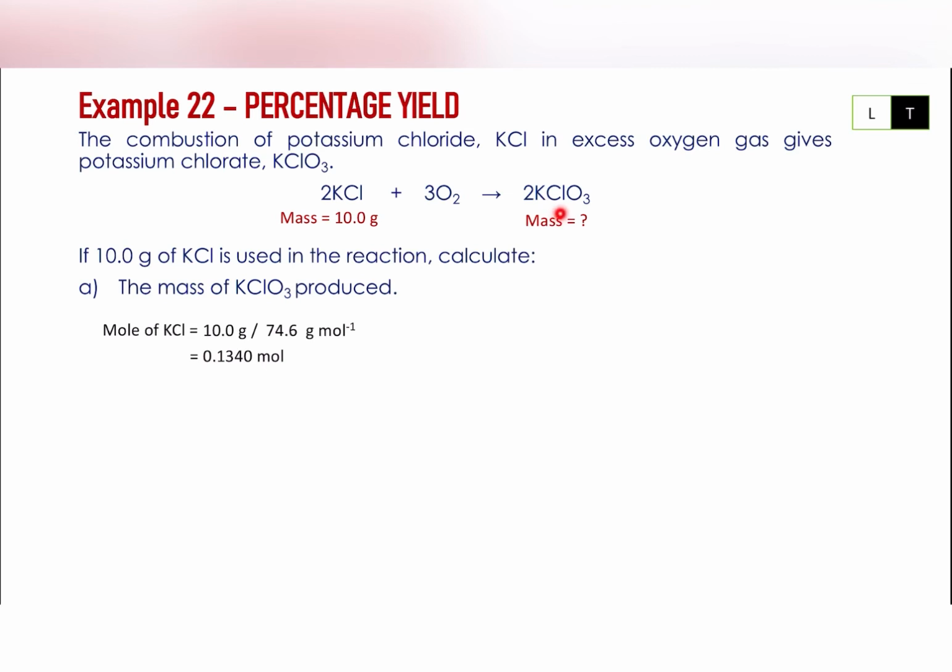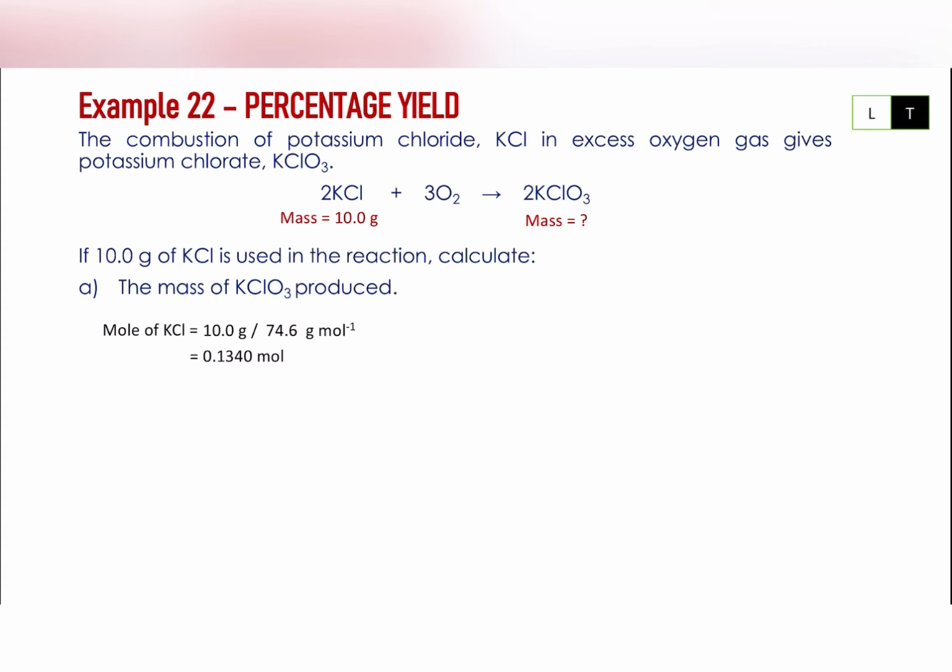If you realize here, as I said before, you have to compare the stoichiometry with the limiting reactant once you have confirmed which reactant it is. In this case, I want to emphasize why KCl is the limiting reactant, because you have the words here, excess oxygen gas. So automatically, oxygen gas will be the excess reactant. So let's get back to the question.